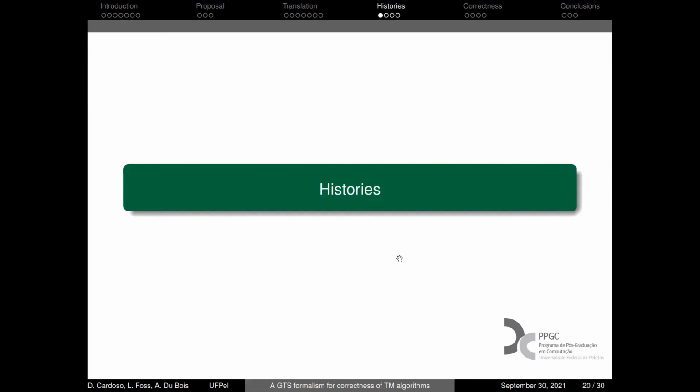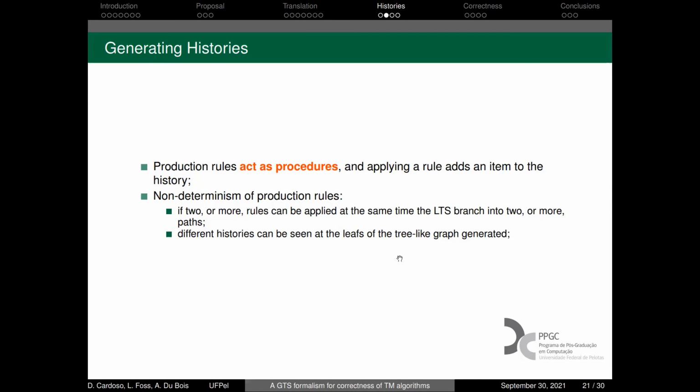Now talking about the histories. Production rules act as procedures, and applying a rule adds an item to the history. Because the transactions will execute concurrently, there is a non-determinism of which production rule to apply. So if 2 or more production rules can be applied at the same time, the LTS, or the labeled transition system that I'm generating, will branch into 2 or more paths, representing each different execution order. Different histories can be seen at the leaves of this tree-like graph, and when there's no more execution, the histories will be completed.